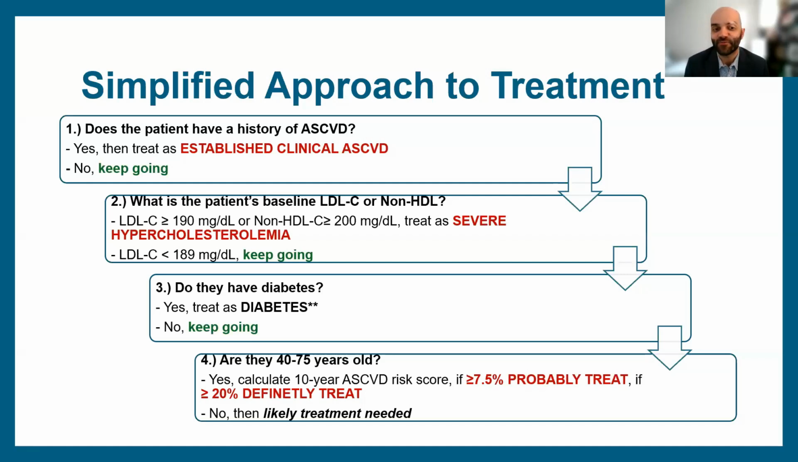We know that diabetes is one of those broad groups now where we say statin is going to benefit most folks, particularly those age 40 to 75 with an LDL of greater than 70.